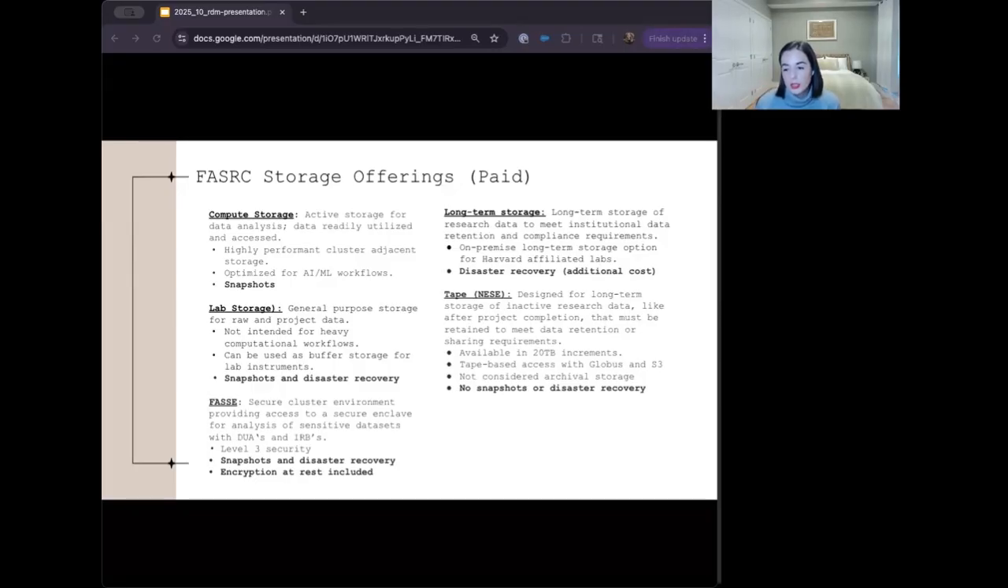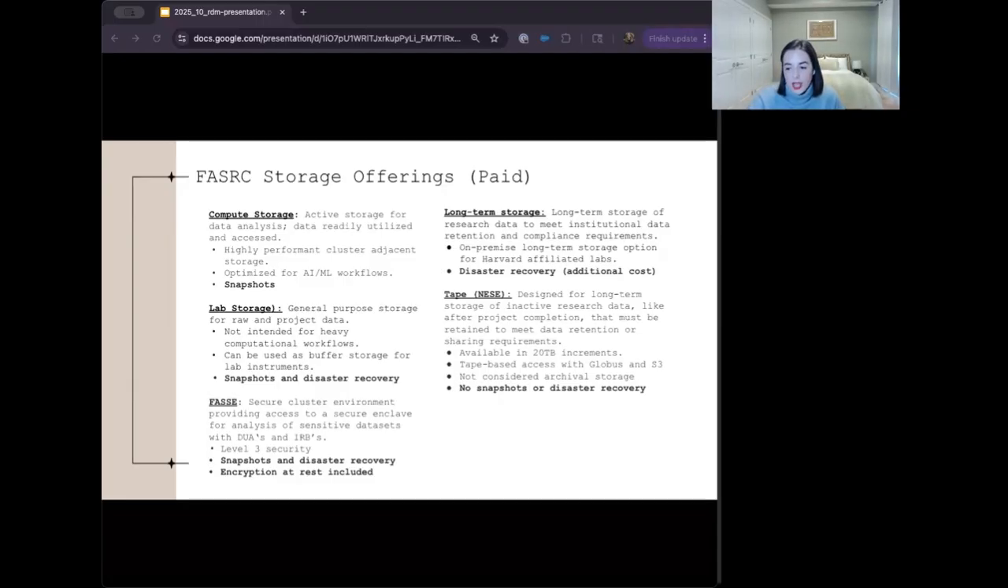It's managed by the Northeast Storage Exchange. They will continue to operate it and manage it. I do want to mention the price will be increasing for Nessie tape. Many of our labs are already using tape to store their inactive research data, and so that is going to remain the same. The only difference is the price.